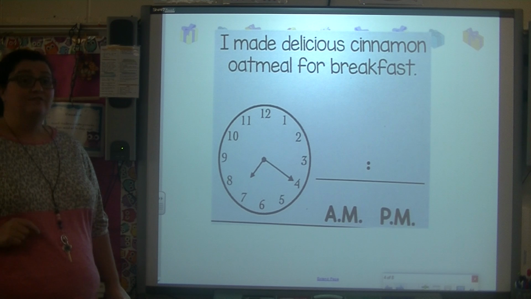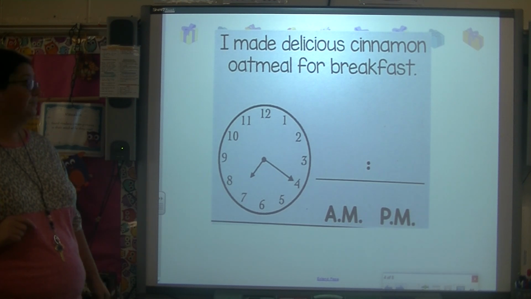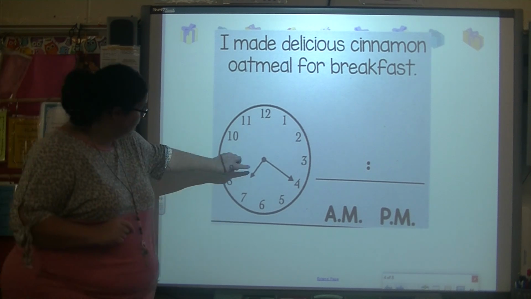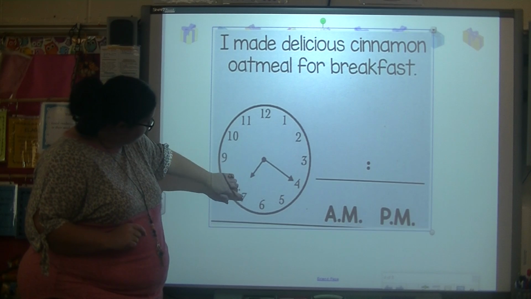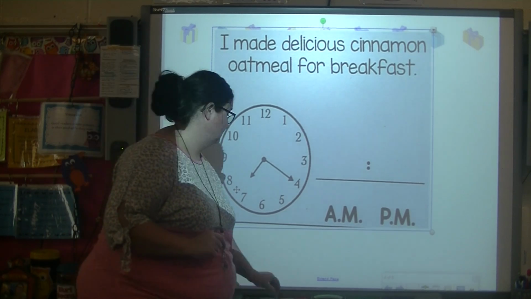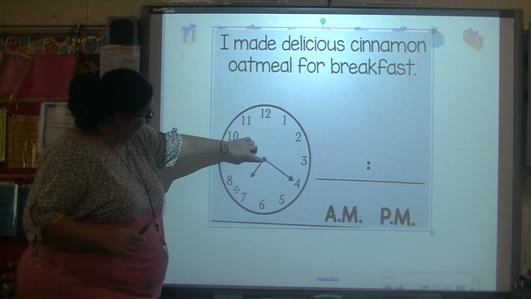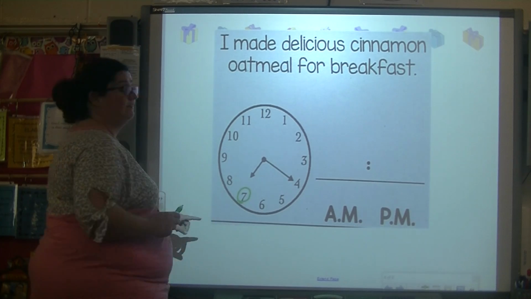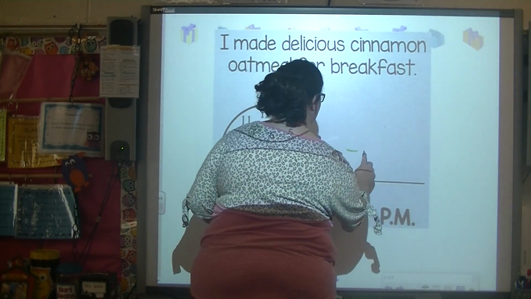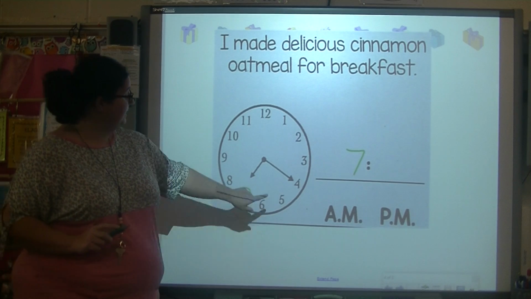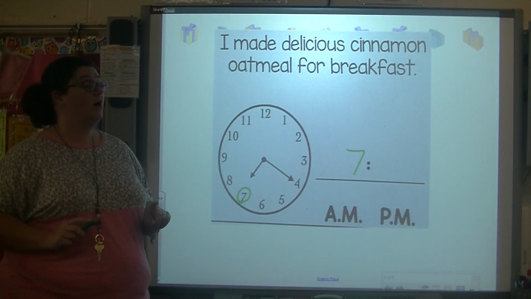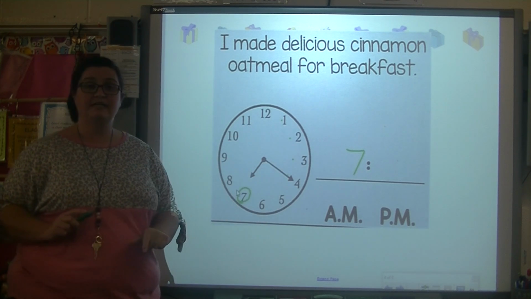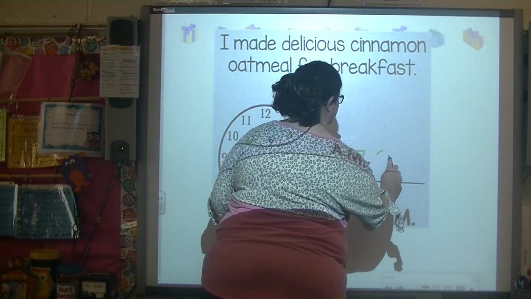And the next one. Find the hour hand. Where's my hour hand, guys? It's between the 7 and the 8. So what do I do? I back up and circle the number before it. So it is 7 something. My minute hand is on the 4. Let's count by 5s. 5, 10, 15, 20. How many minutes? 20 minutes. It's 7:20.